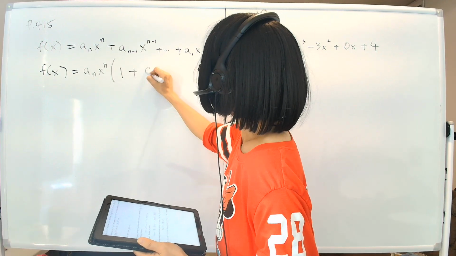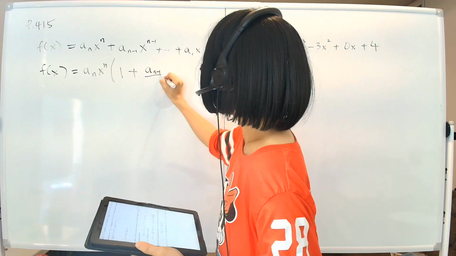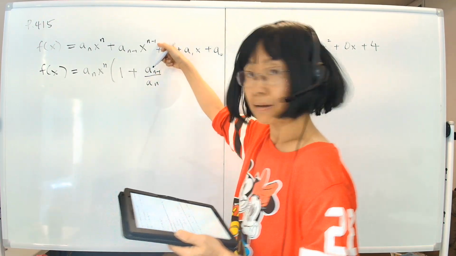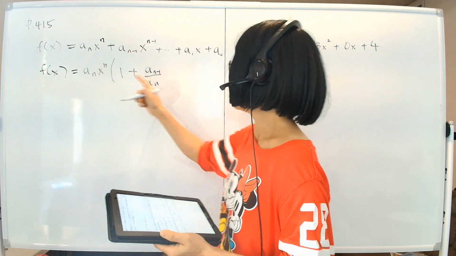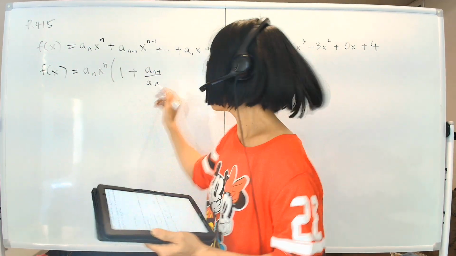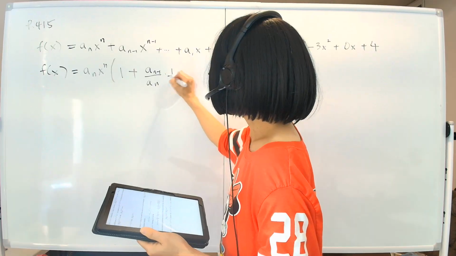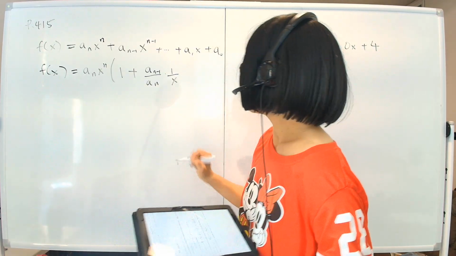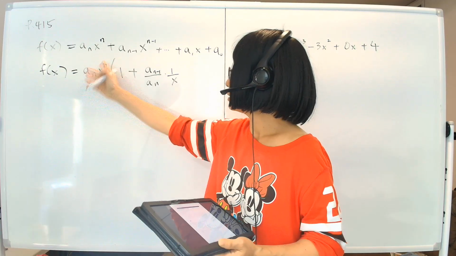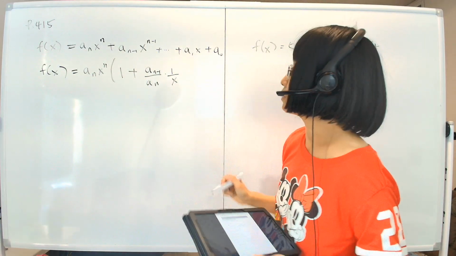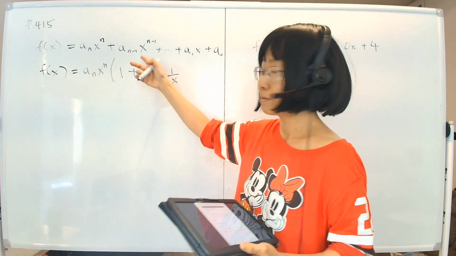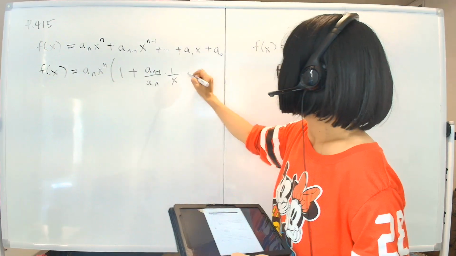So we get a_(n-1) divided by a_n, and then x^(n-1) divided by x to the power n. In other words, it's like x squared divided by x cubed. So we have 1 over x left. You simply take this term divided by this term, so you have 1 over x. And when you multiply this together, it becomes that. And you continue doing that.